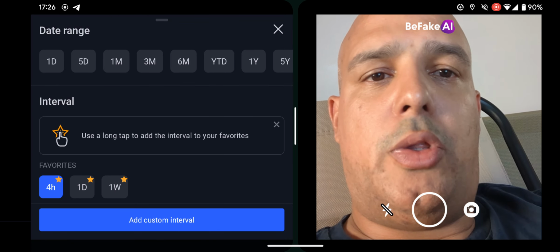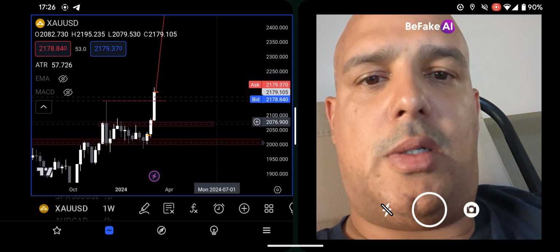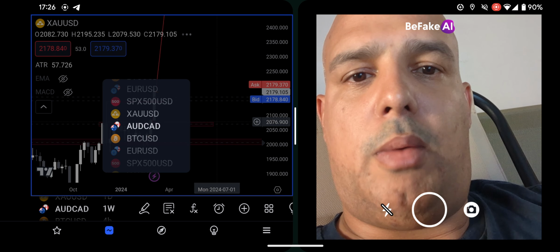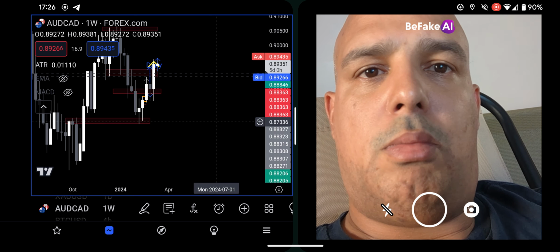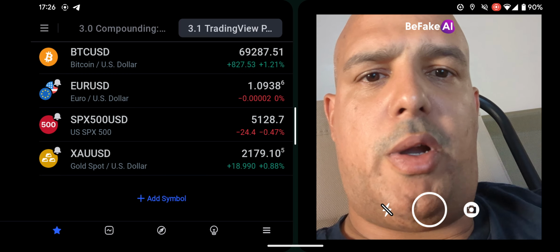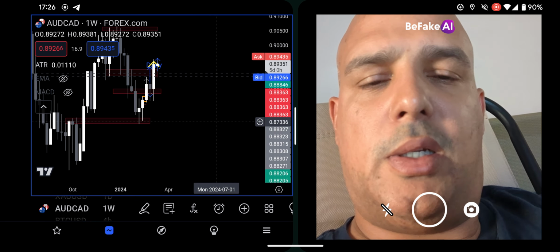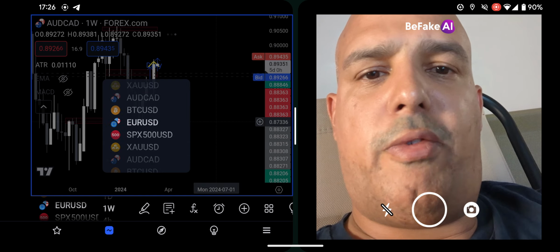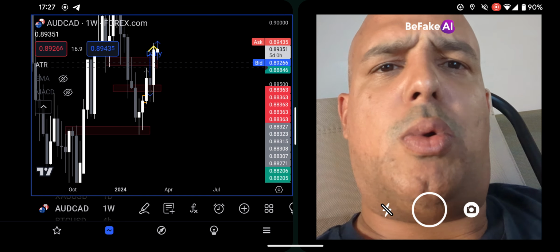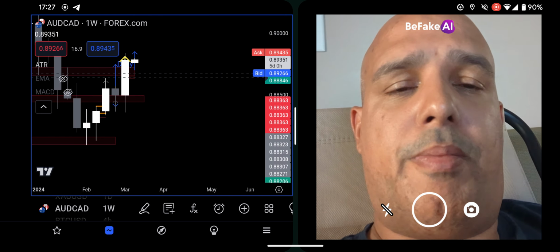And so those are the 4 pairs that I'm able to trade. Wait, AUD/CAD's not one of them. Why are you in my list? I have no idea why it's even on the list. Those are the 4 pairs I can trade, or assets, whatever you want to call them. And that is the current plan that we have for all 4 of them.